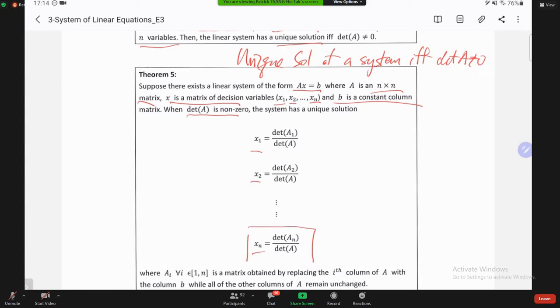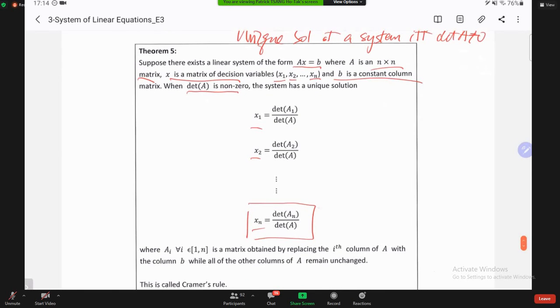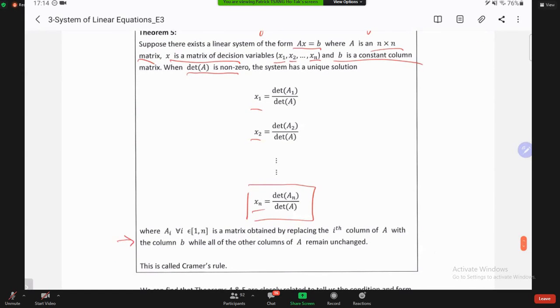Let's first take a look at the general formula, which is the determinant of a matrix A subscript n divided by determinant A. What is meant by A subscript n? For simplicity, I use A subscript i to denote the same thing. This is a matrix obtained by replacing the ith column of the original matrix A with the column B, while we keep all of the other columns unchanged.